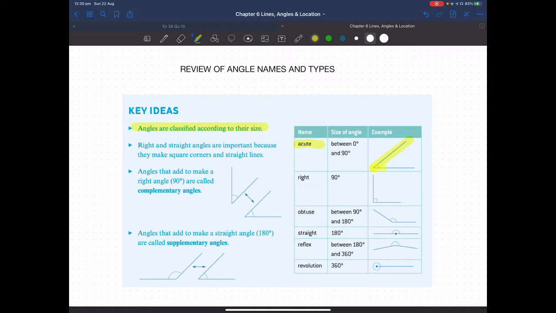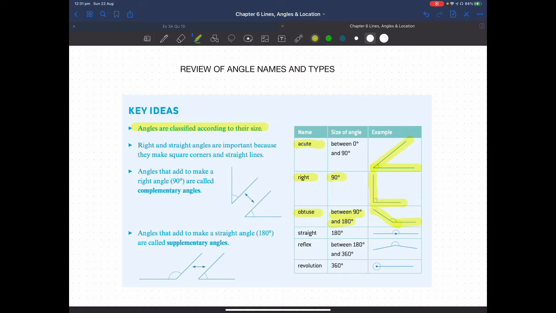So you can see the angle is very sharp. If our two lines have an angle between them of 90 degrees, then we say we have a right angle. If we have our two lines where the angle between them is between 90 and 180 degrees, we call that angle obtuse.